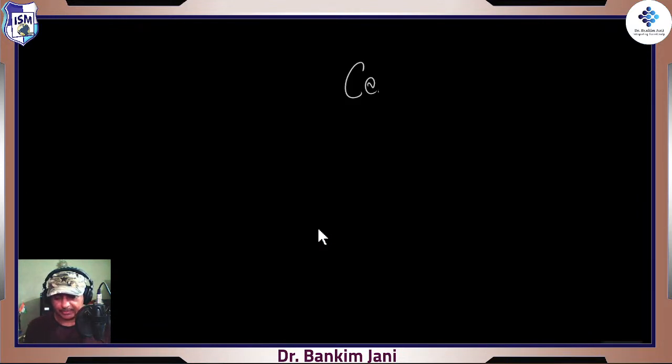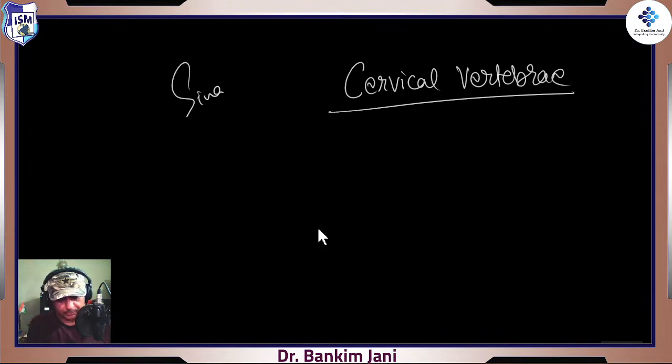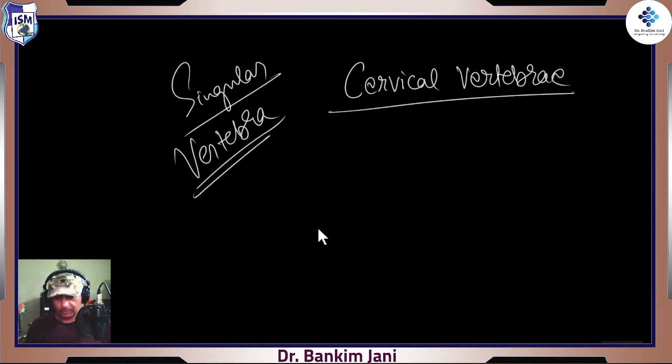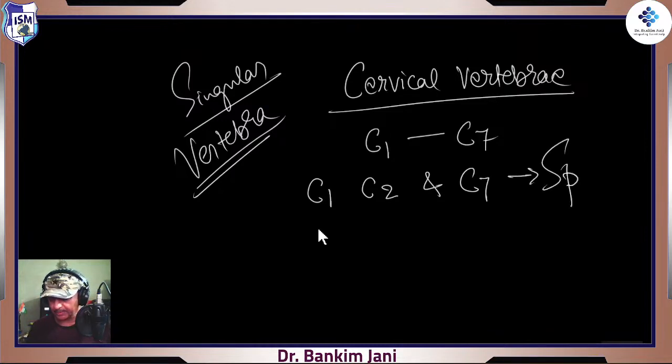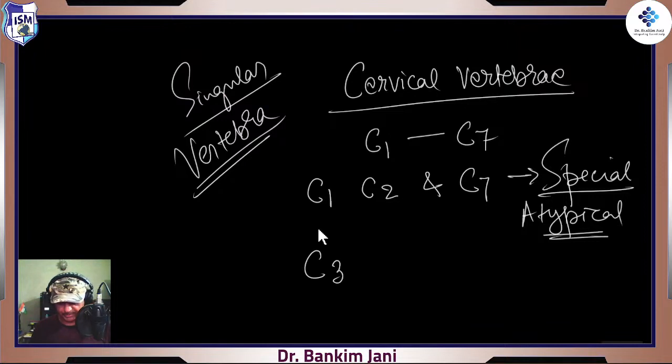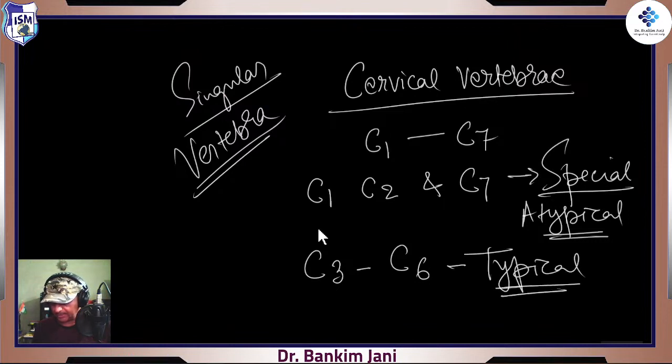See, in case of cervical vertebra, this is what we have already talked about. Cervical vertebrae; singular would be vertebra. So we were dealing with C1 to C7, out of which C1, C2, and C7 are special. We'll call them atypical. The rest of them, that is C3 to C6, are typical. When we say typical, that means their characteristics are quite similar, standard.